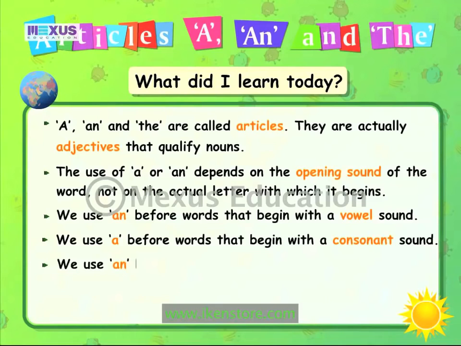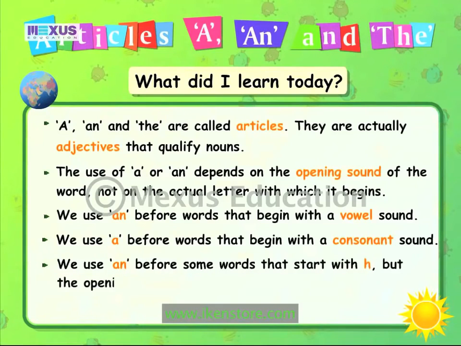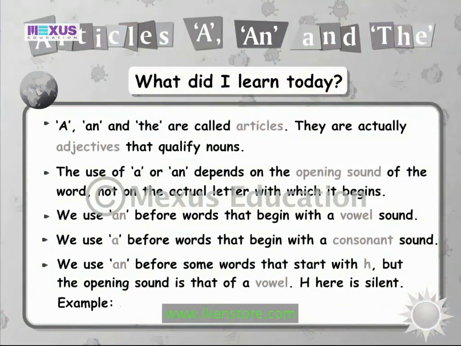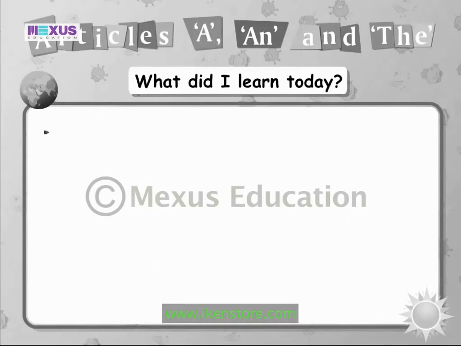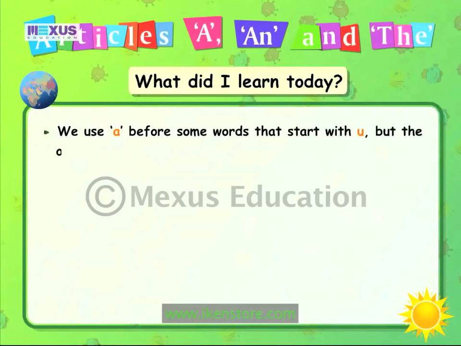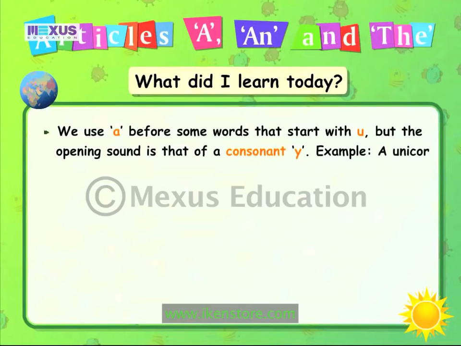We use an before some words that start with H, but the opening sound is that of a vowel. H here is silent. Example, an hour. We use a before some words that start with U, but the opening sound is that of a consonant Y. Example, a unicorn.